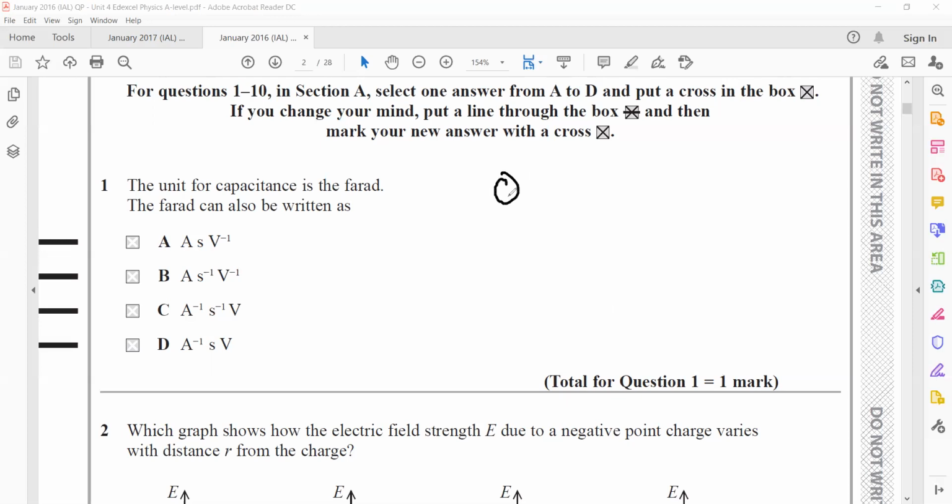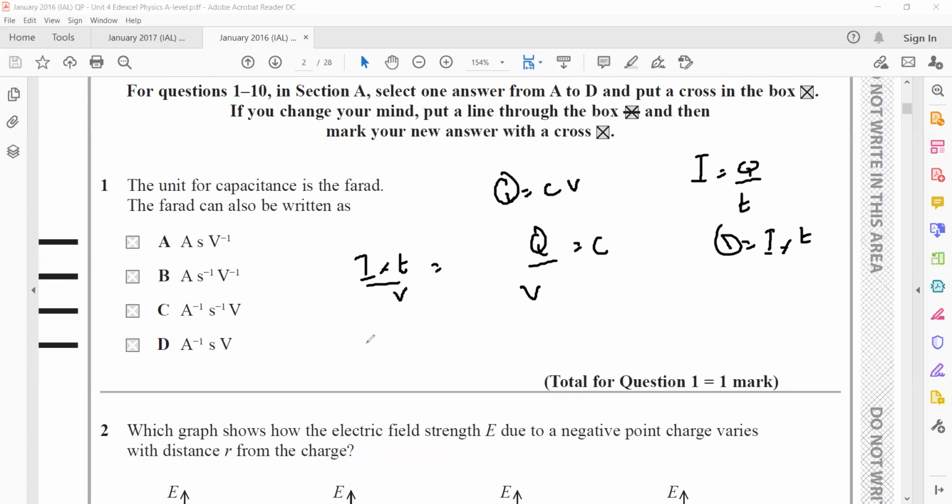And how you can work it out: you have the formula Q = CV, so Q divided by V is equal to C. Q is the charge, and as you can see, ampere is given, so charge is given in terms of current and time. Current is charge divided by time, so charge equals current multiplied by time. In place of charge, I can write current multiplied by time divided by V. Current is ampere, time is second, divided by V. If I move V to the numerator outside, A will be the right answer.